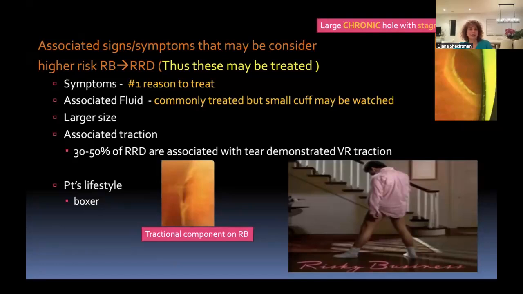Associated signs and symptoms that you may want to consider. So we talked about cataract surgeries. We talked about even miotic drops. We talked about the case history. But now when we're looking at the tear, we've alluded to many of these. Symptoms is the number one reason to treat. Associated fluid may or may not be a reason, but I would urge you to get a second opinion.